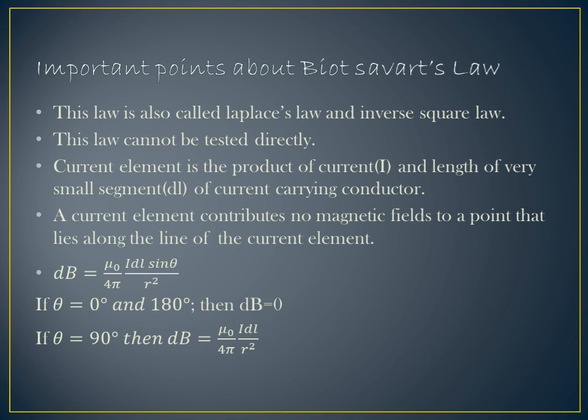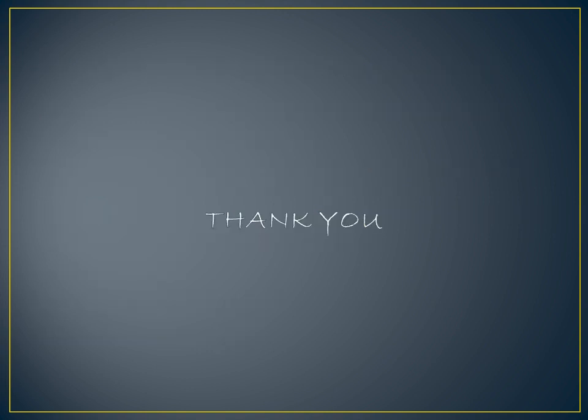Point number 4. A current element contributes no magnetic field to a point that lies along the line of the current element. This means that the current element I dl causes no magnetic field at a point along a line that is tangent to it. Point number 5. The value of the magnetic field dB is maximum when the angle theta is equal to 90 degrees, and it is minimum when the angle theta is equal to 0 degrees and 180 degrees. So, Biot-Savart's law can be used to find the magnetic field of various shapes of a current carrying conductor.